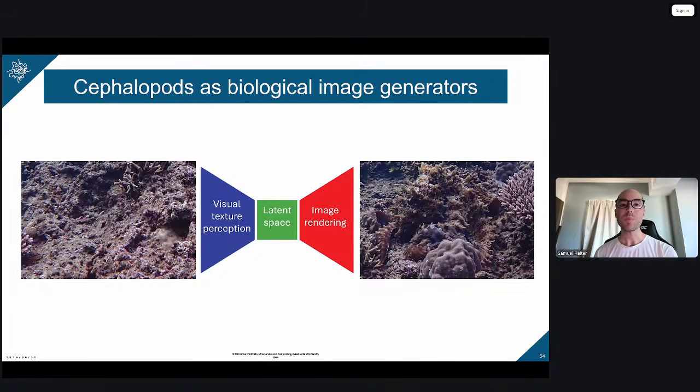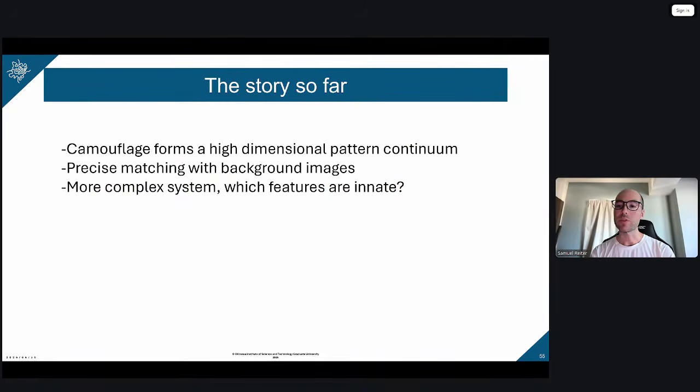So the story so far, and what I've told you about, is how camouflage in cephalopods forms this high-dimensional pattern continuum, and they're able to smoothly move around this space to precisely match with background images. It's a more complex system than had previously been described, which raises all sorts of interesting questions of how they do this without any sort of teacher, without any examples. How do they know? So, which features of this behavior are innate, and which are learned, and how is it learned? I think are really interesting questions to explore.